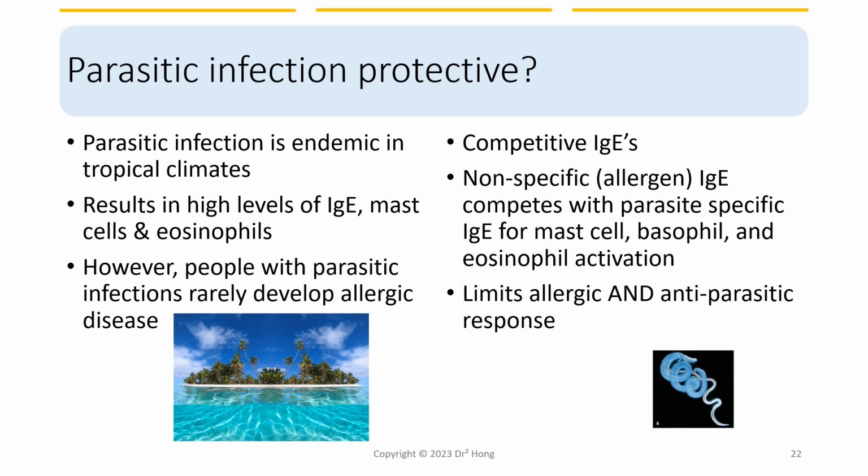And you wonder why. One observation we've seen is that it is through a mechanism called competitive IgE. Non-specific or allergen IgEs can compete with parasite-specific IgE for mast cell, basophil, and eosinophil activation. With the presence of parasite-specific IgE, it can limit allergic IgE reactions or binding, and therefore there are fewer or often no allergy reactions.